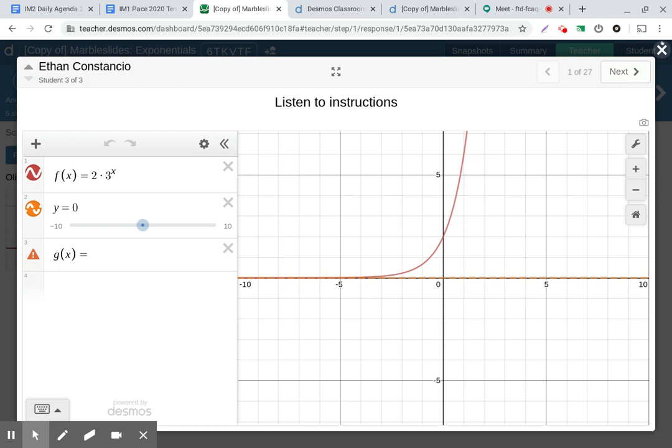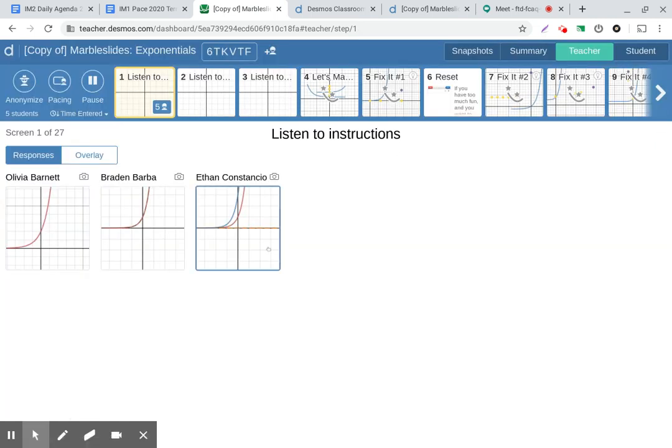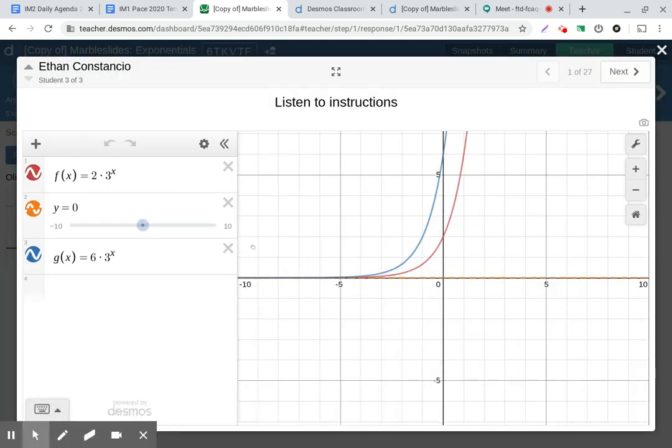Let's see. All right, let's see. Up 4 units. Up 4 units. Okay, interesting.